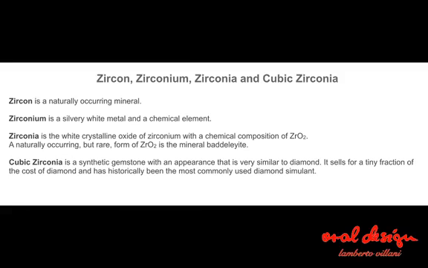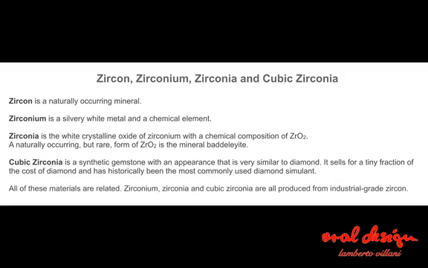Cubic zirconia is a synthetic gemstone. Actually, it is the poor man's ring that you can buy for your girlfriend because you have no money, because it's very similar to the diamond, and it sells for a tiny fraction of the cost of diamond. All these materials are related. Zirconium and cubic zirconia are all produced from industrial grade zircon.